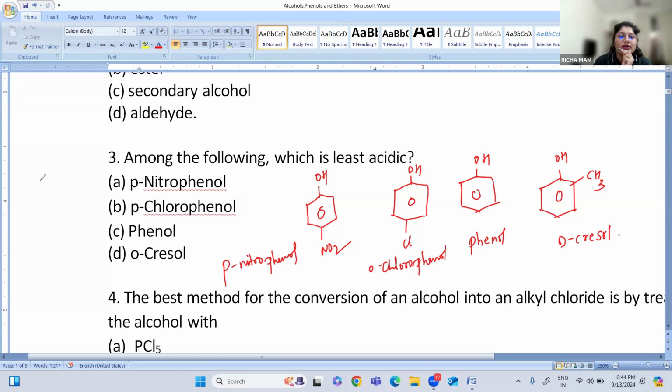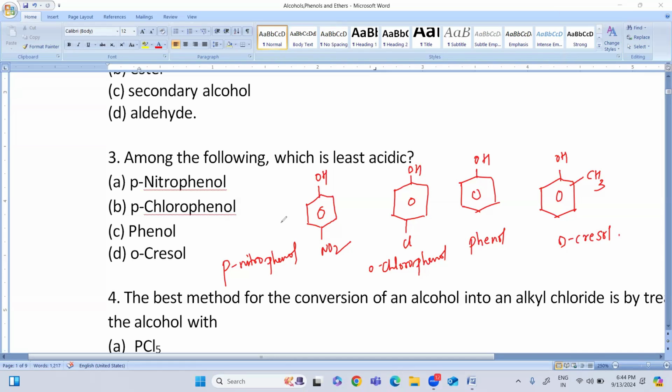Paranitrophenol. Okay. Now, which is least acidic? When we are talking about the acidic character, we have studied about electron withdrawing groups and electron releasing groups in the chapter of alcohol. It is a very important concept, and questions are also asked based on that. So what is said there?